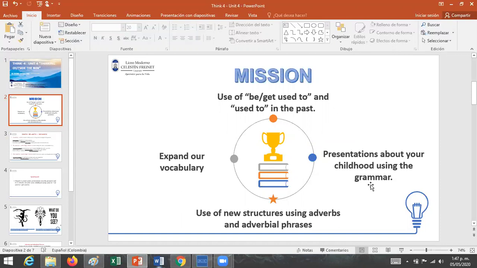And in these presentations, you will use some pictures of your childhood. So I will explain later what to do exactly. And we're going to use some new structures using adverbs and adverbial phrases, okay? This is what we have to check in this unit, unit 4.